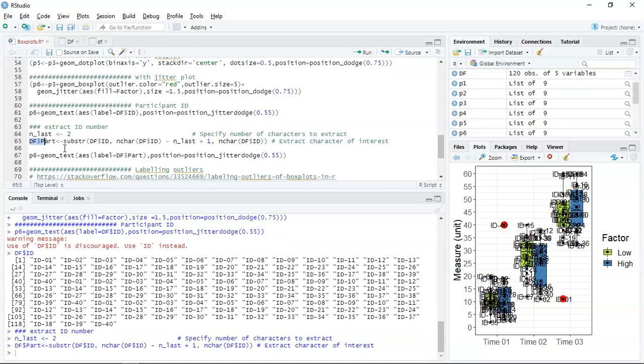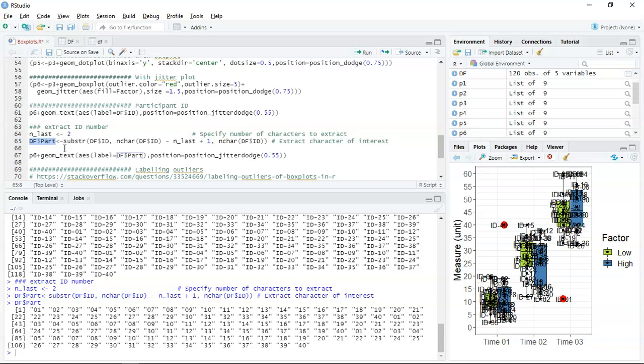And if I just run that off here, it's a nice short way of getting the participant's ID number as opposed to the ID dash bit. So just focusing on the actual number. That's the function I would use on a regular basis.